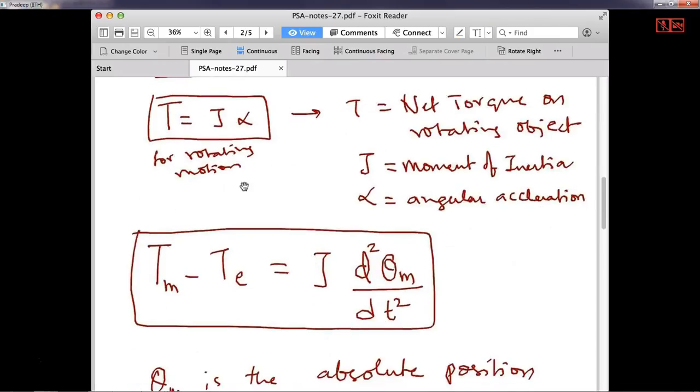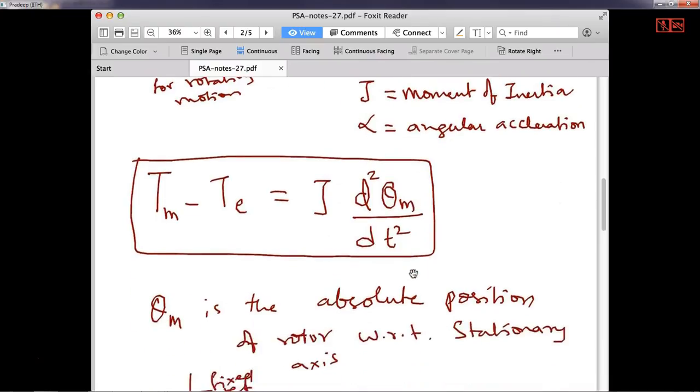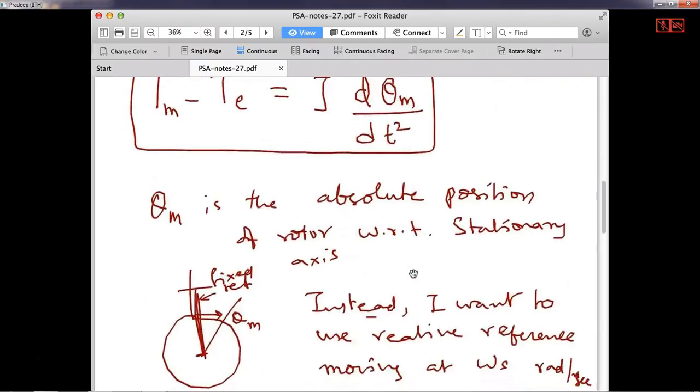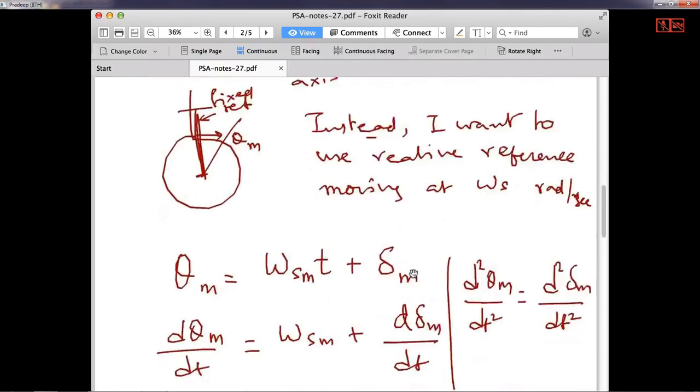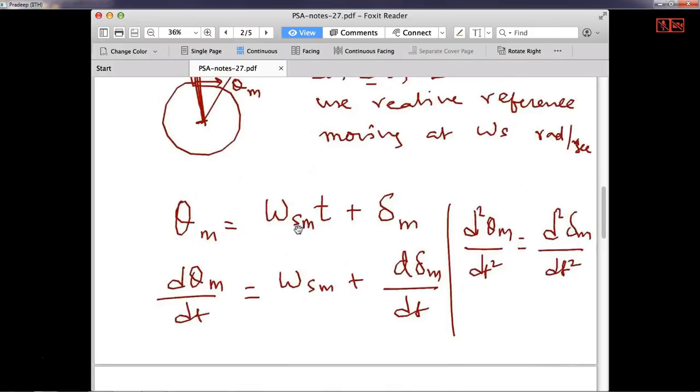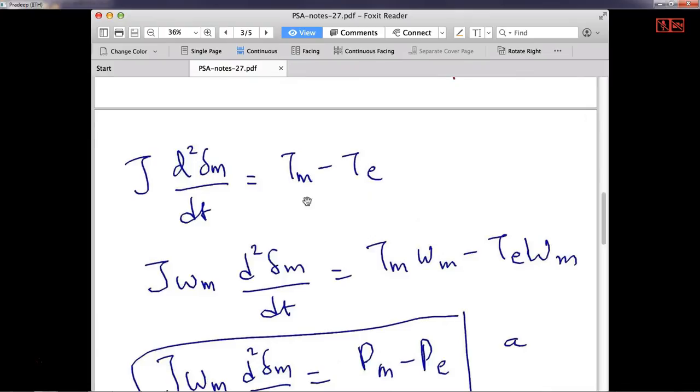In our case, the net torque is mechanical torque minus electrical torque, which is equal to J times the acceleration, which can be represented as the second derivative of the position. Time is the position, so the second derivative is the acceleration. Here I am doing a simple change of variables. I am taking theta m equal to omega sm t plus delta m. This is a rotating reference frame, and with reference to that I am measuring the changes. The first derivative is this, the second derivative is this, so I can directly replace it with delta m. So the equation becomes this.